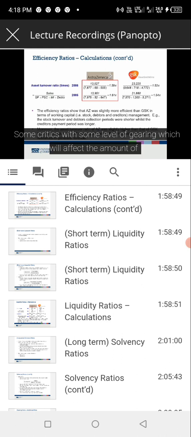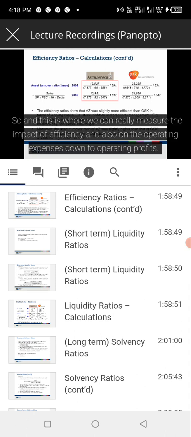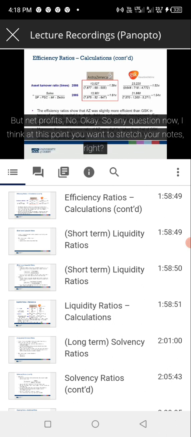For example, your level of gearing, which will affect the amount of interest paid, and even when we look at gross profits. In case of gross profit, you will see that AZ was better. So, and this is where we can really measure the impact of efficiency, and also on the operating expenses, down to operating profits. But net profits, no.